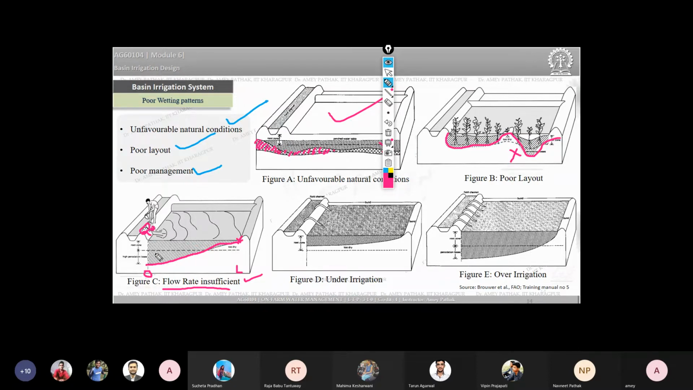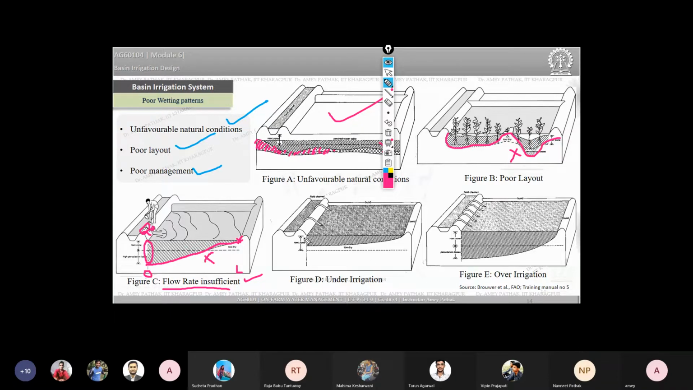So it's actually a clear indication of when the flow rate is insufficient. Whether the flow rate is higher here or smaller here, it's smaller. So it means water is slowly moving here, and this region is getting more time for infiltration. So we have to increase the flow rate in this case. This also results in a poor wetting pattern.